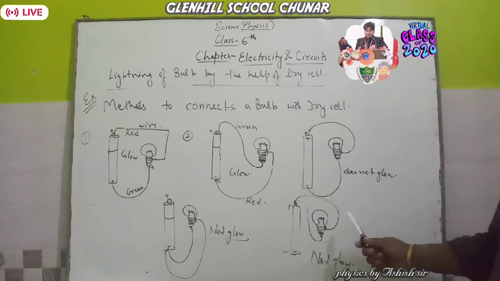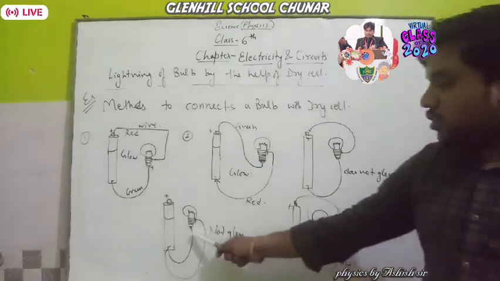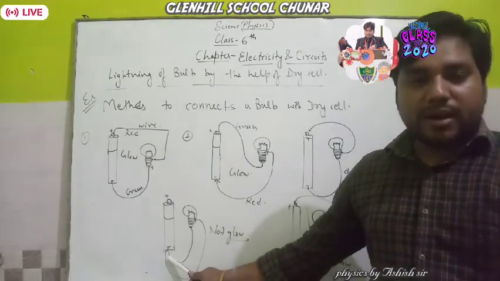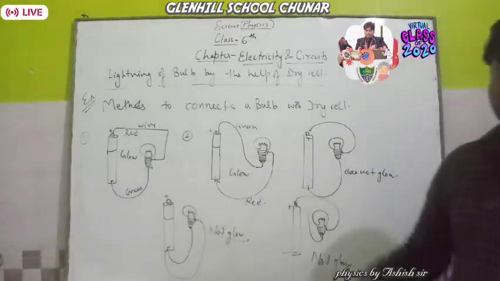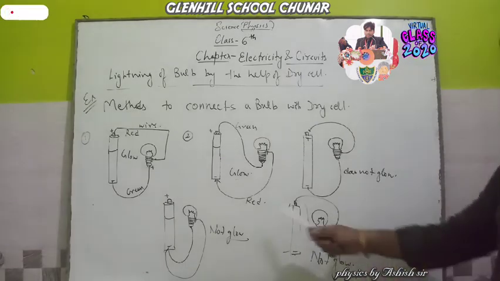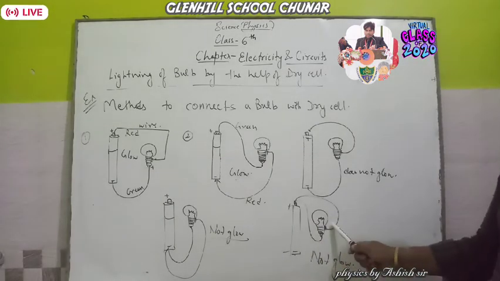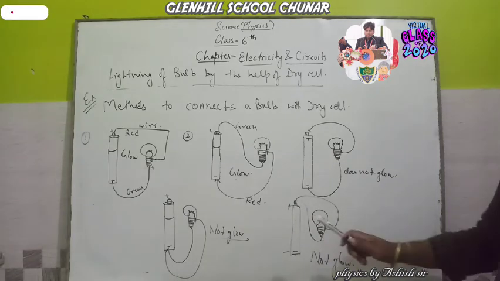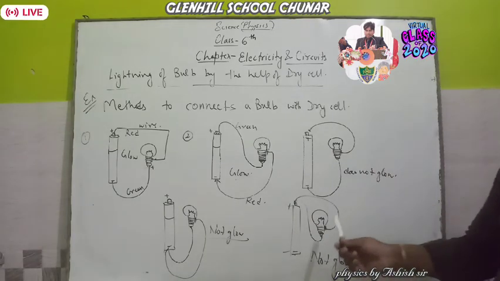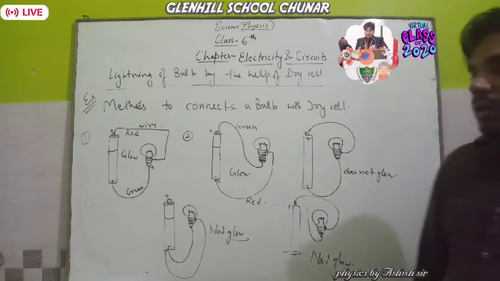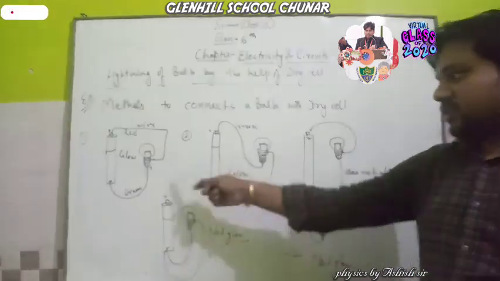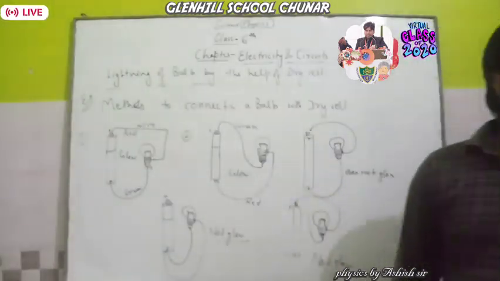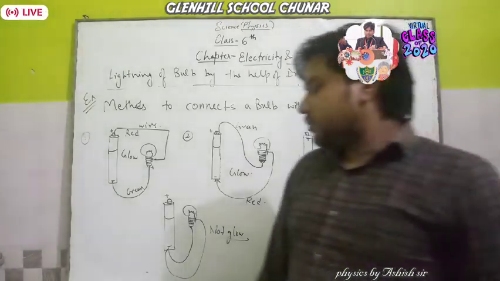Clear? Now see, in both cases both ends are connected to the same end of the battery. So in this case also the bulb will not glow. And the same phenomenon is here: both ends of the bulb are connected to the same positive terminal of the battery, so the bulb does not glow. Clear? So the correct manner is only this. In this case the bulb will glow. Clear, all of you? Okay.